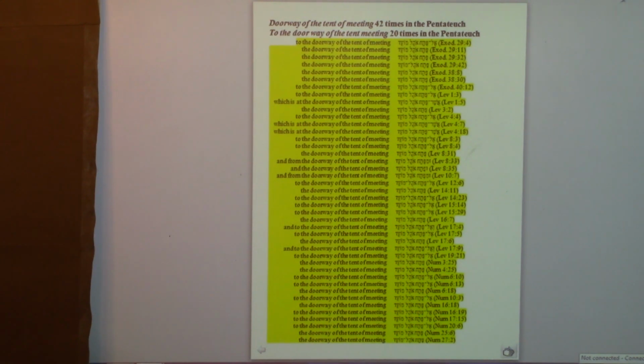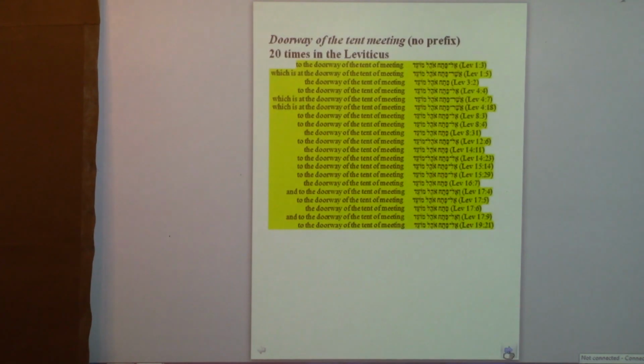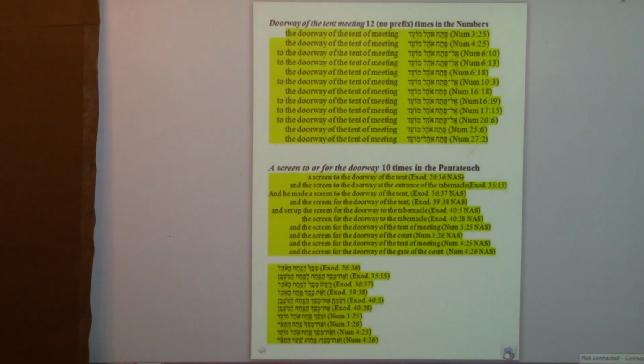Doorway of the tent of meeting 42 times. Now one of the key phrases in this is the tent of meeting itself. It's a reference to the tabernacle. And we have to the doorway of the tent of meeting 20 times as a subset. There it is, doorway of the tent of meeting, no prefix, 20 times Leviticus.